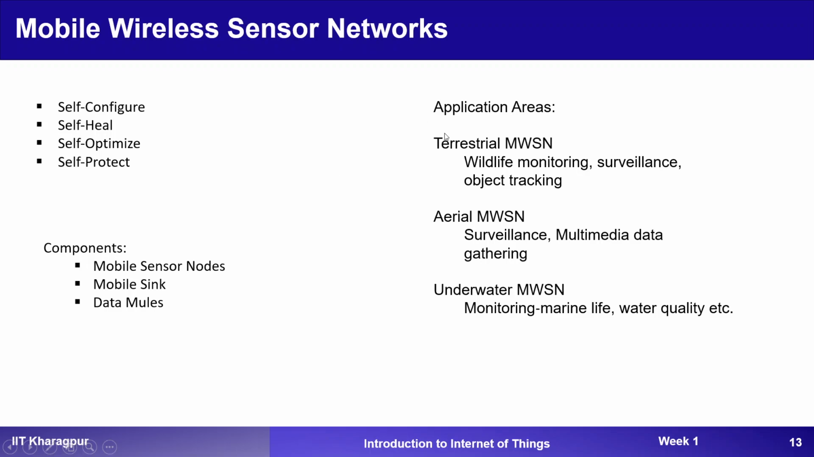Now, what are the application areas of a mobile wireless sensor network? It can be used in terrestrial settings for monitoring wildlife, object tracking, and surveillance. Mobile wireless sensor networks can be aerial, so UAVs are mobile sensor networks. These can be used for data gathering and surveillance. Further, it can also be underwater, for monitoring marine life, water quality, etc.